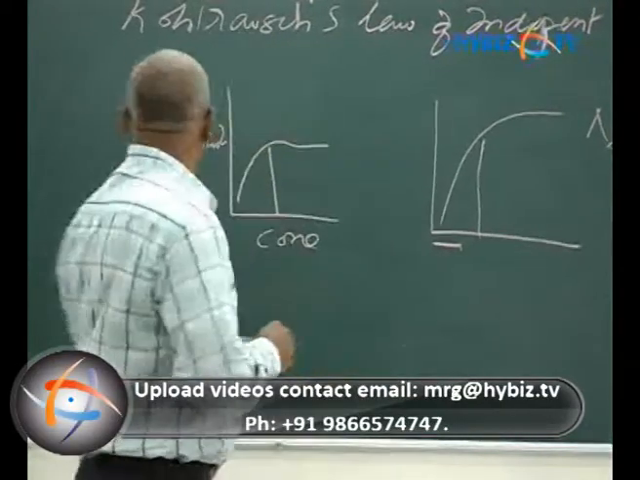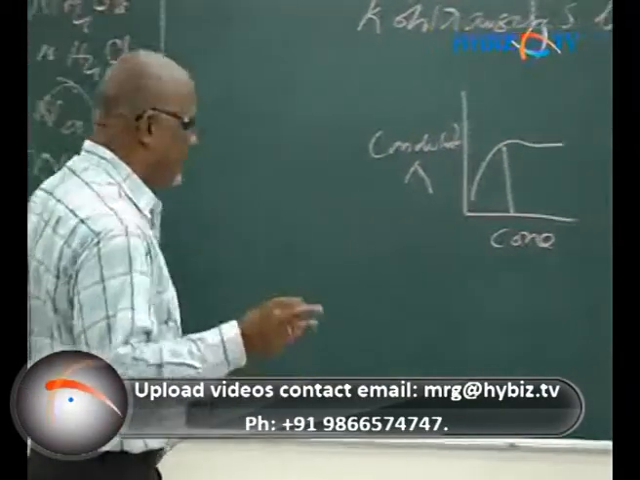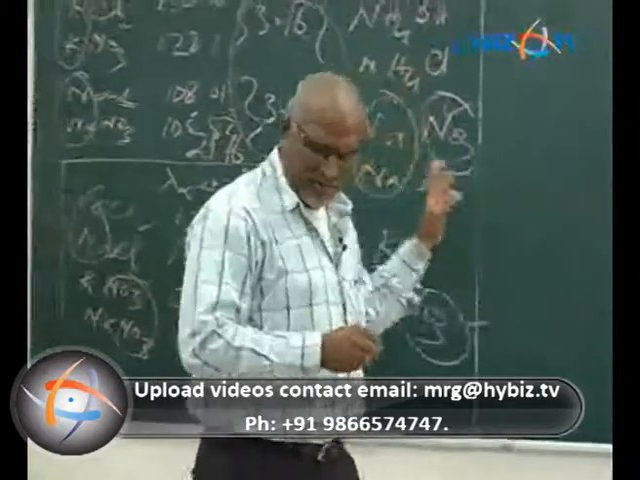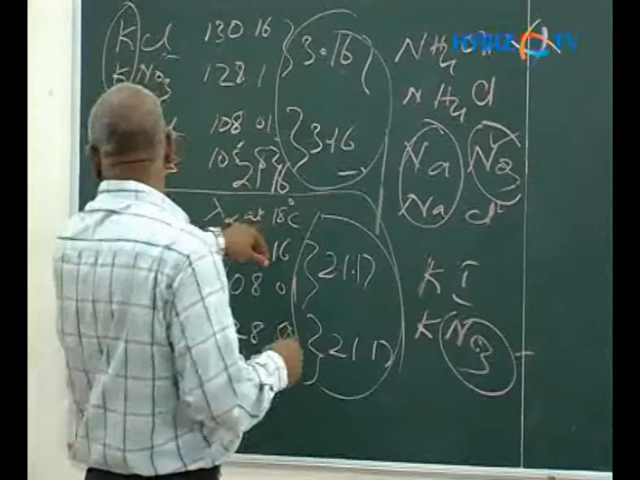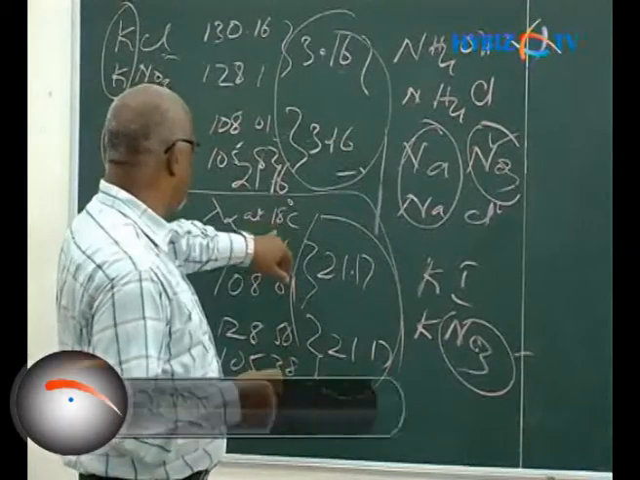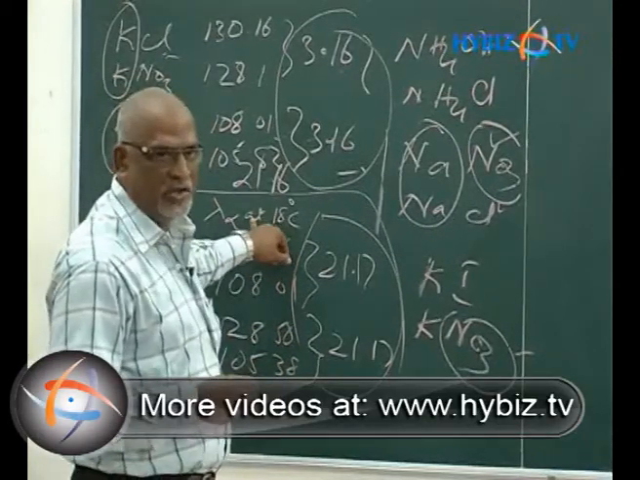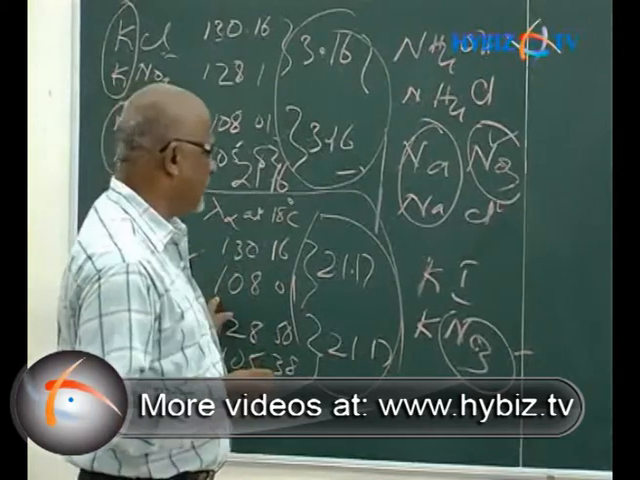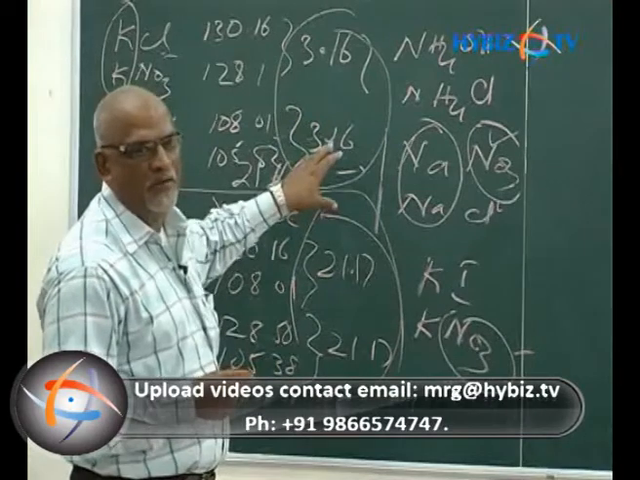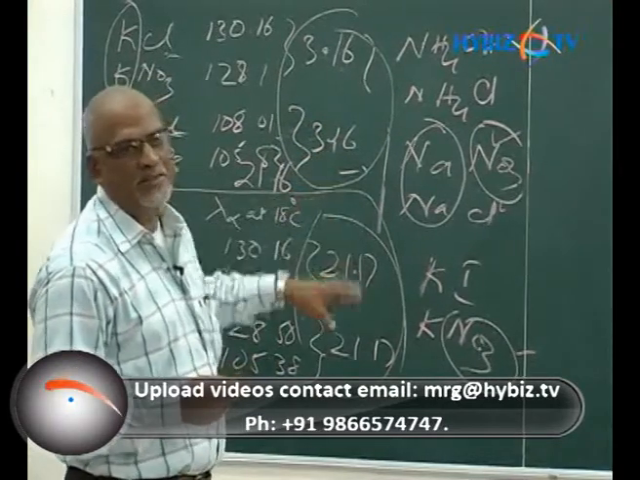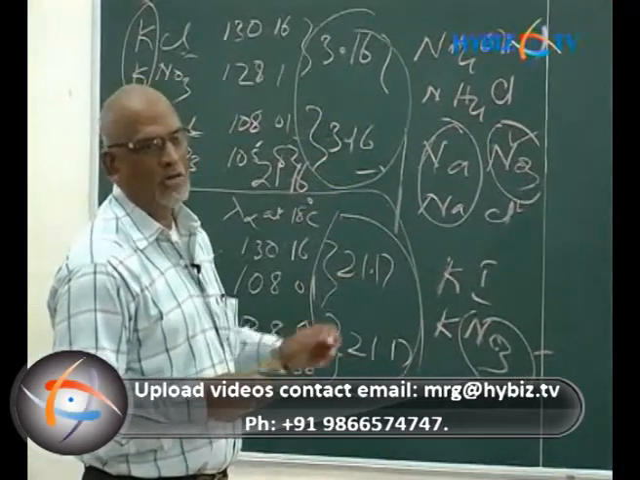Now, as I told you earlier, or in an earlier class also, you have a table here wherein conductivity at 18 degrees centigrade at infinite dilution is given for different pairs of salts, and you will see the difference is constant for a given pair of salts. Why is this happening? And what is its significance?